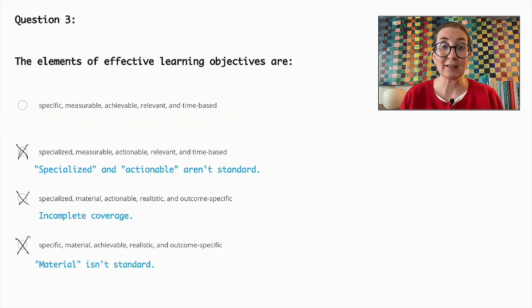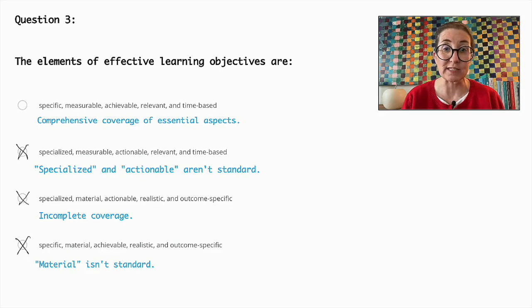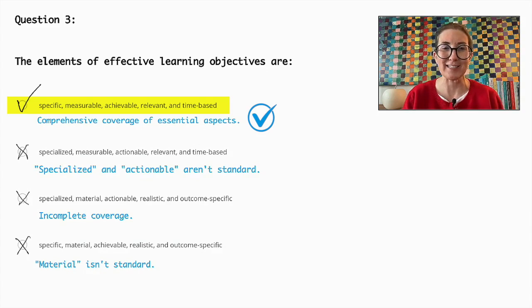The correct elements are specific, measurable, achievable, relevant, and time-based. These cover all necessary aspects, ensuring objectives are precise, quantifiable, attainable, aligned with goals, and time-bound. And therefore, that is the correct answer.